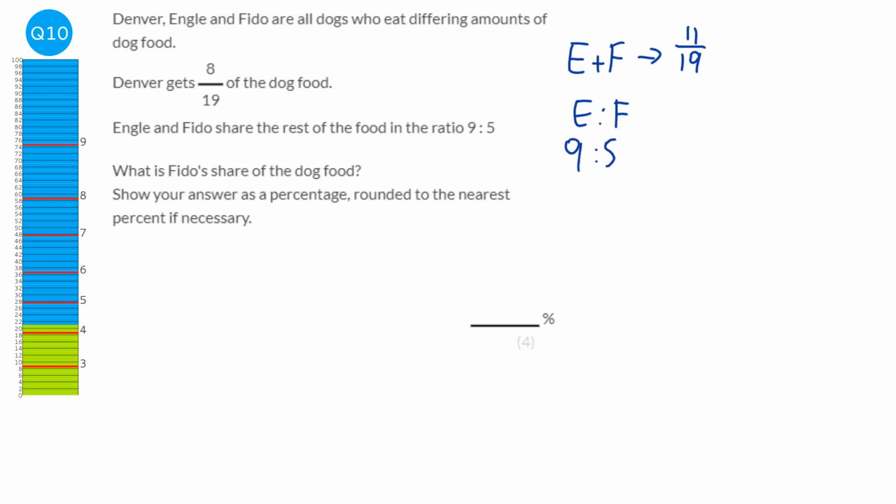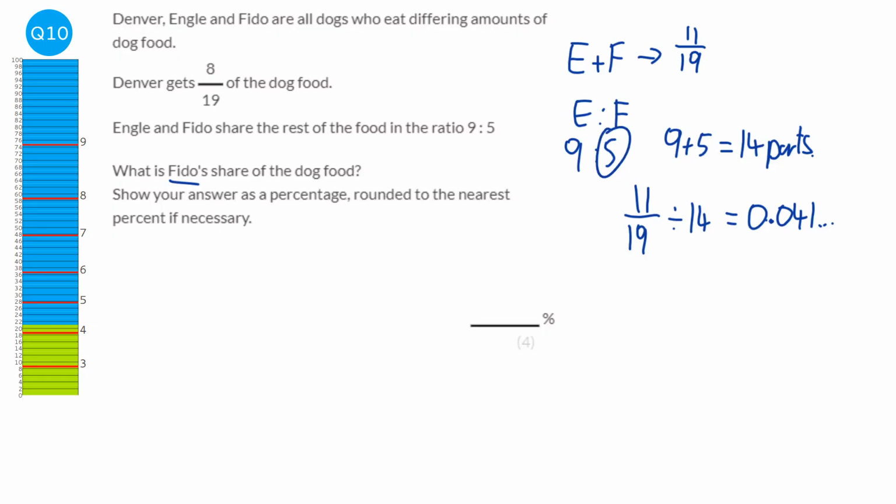And let's have a look and see, well, first of all, how many parts there are all together. So 9 plus 5, which is 14 parts. So there are 14 parts in total, and the share that they get is 11/19. So what I'm going to do is to find out what fraction one of those parts is worth by dividing 11/19 by 14. So each part is worth, and I'm just going to keep this in my calculator, 0.041 and so on.